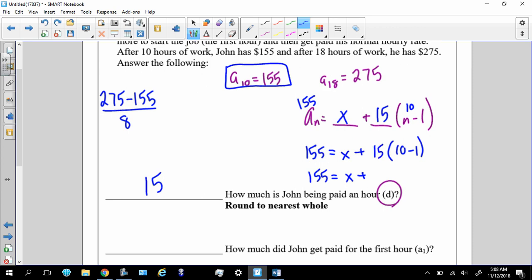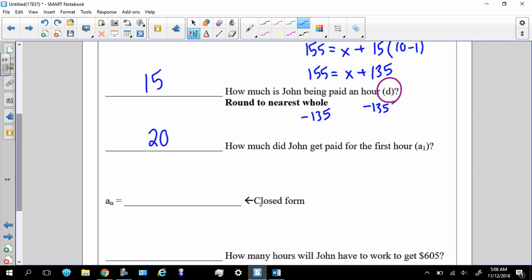Alright, 15. So 15 times 9 ends up being 135. If you're following along, I apologize if you had to erase. You subtract 135 from both sides. My first term ends up being 20. Now, closed form formula, remember, it is something plus something times n minus 1. My first term ends up being 20.